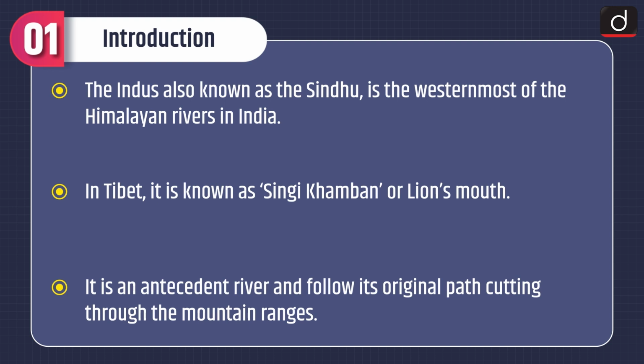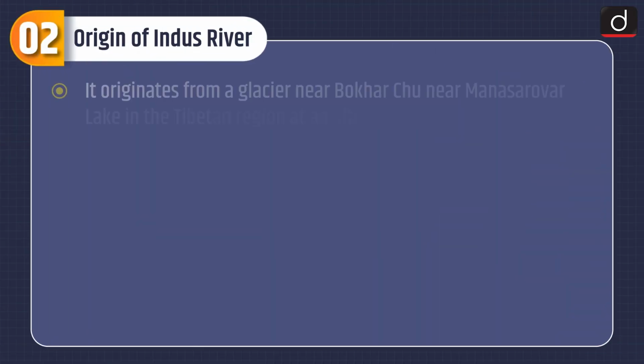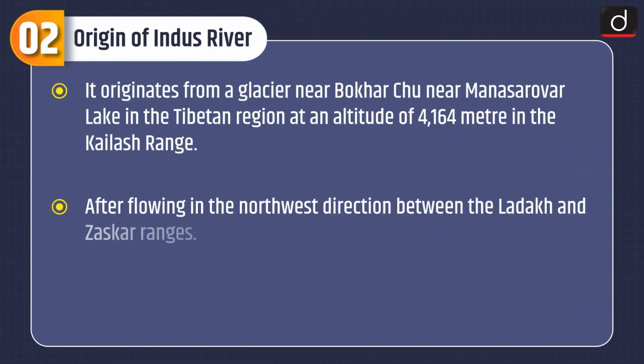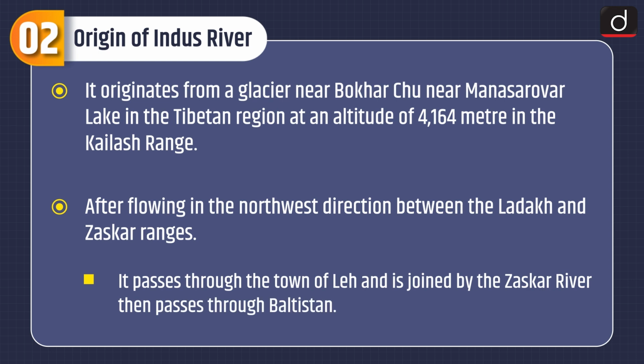In Tibet, it is known as Sengge Khabab or Lion's Mouth. It is an antecedent river and follows its original path cutting through the mountain ranges. Now let's discuss about the origin of Indus River. It originates from a glacier near Bokhar-Chu near Mansarovar Lake in the Tibetan region at an altitude of 4,164 meter in the Kailash range.